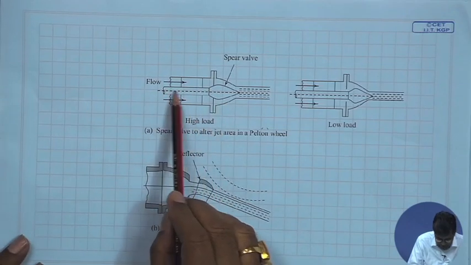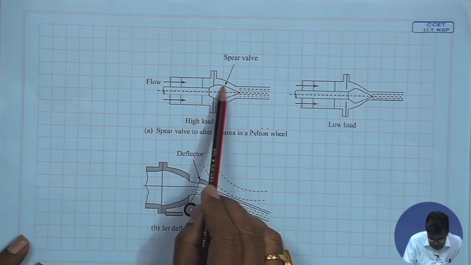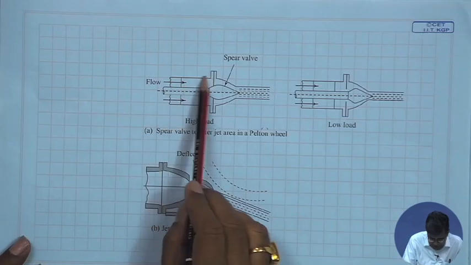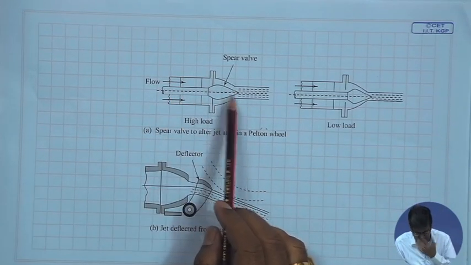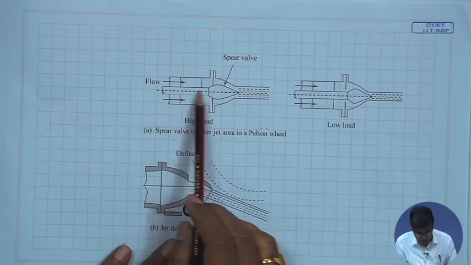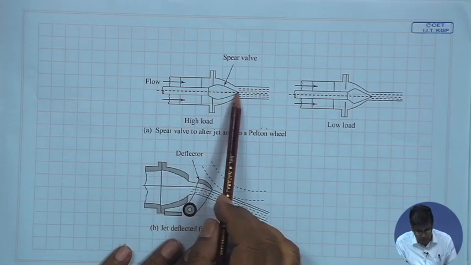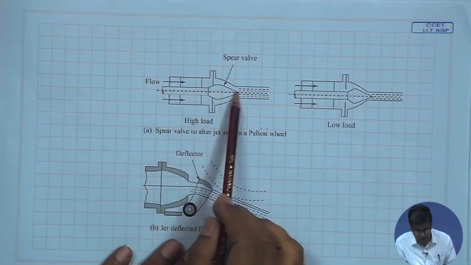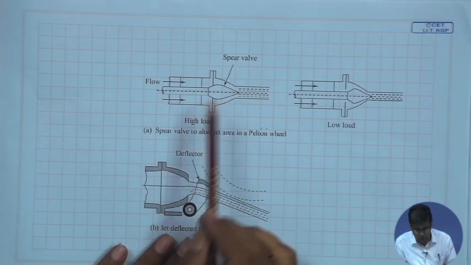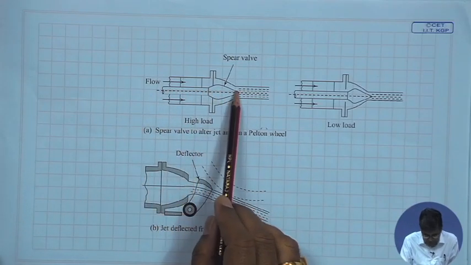So, you see this is a spear valve. Now, this is the nozzle. So, by use of a spear valve in a nozzle. Now, what happens with the load: the entire spear moves in the nozzle in this direction. So, what happens when it moves in this direction?